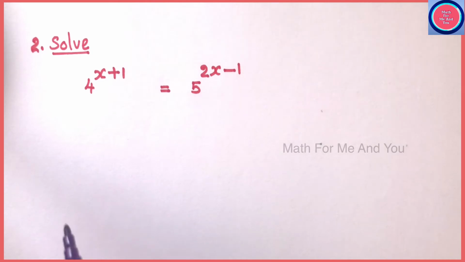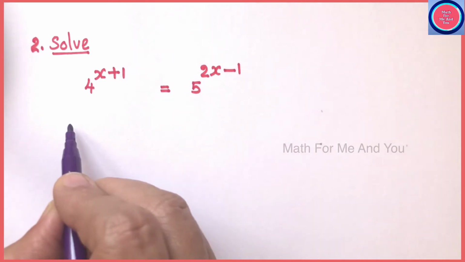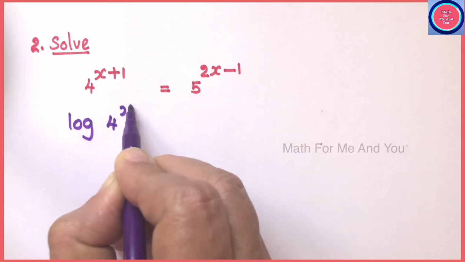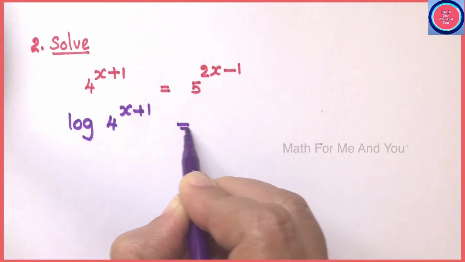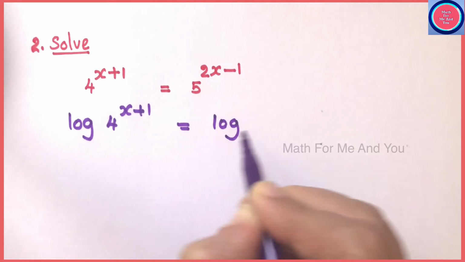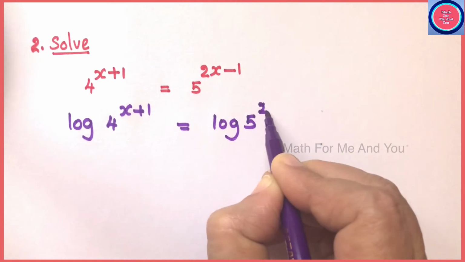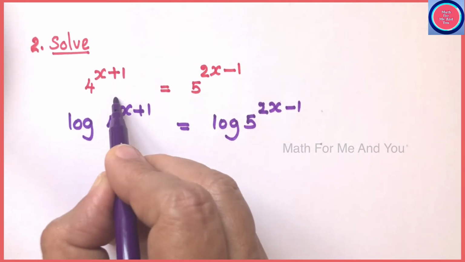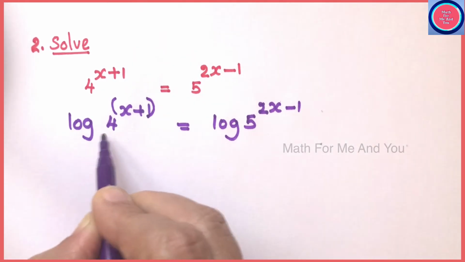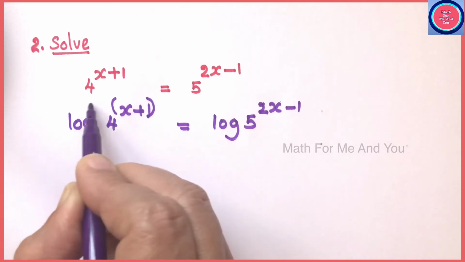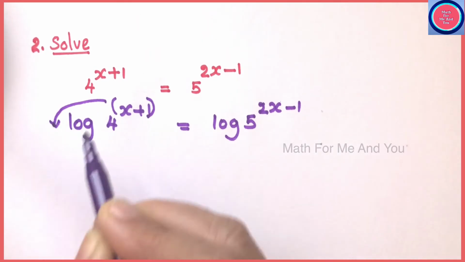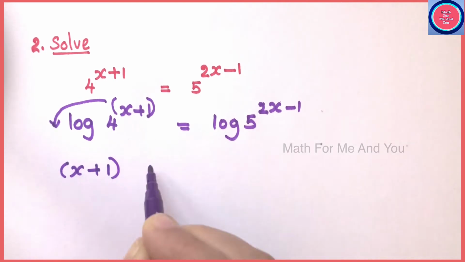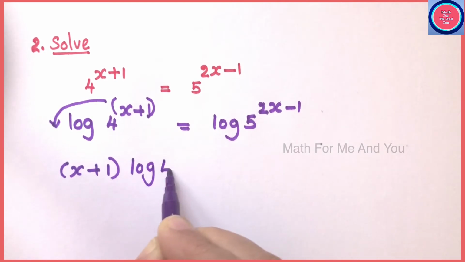Next question, we can see this equation, both sides have x in the power. So the same process we can do. Take logarithm on both sides of the equation. The left side becomes log 4 power x plus 1. The right side is log 5 to the power 2x minus 1. And when we take logarithm, the power will move and come in front of the logarithm. So we can write this as the starting term x plus 1, and keep brackets and write x plus 1 because two terms are there, x and 1.